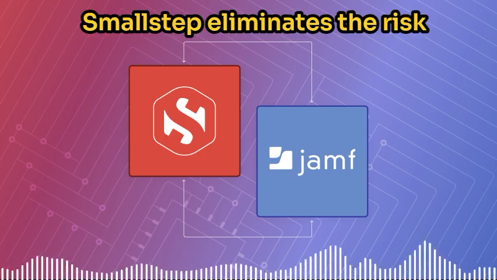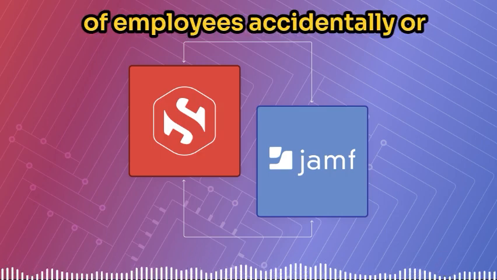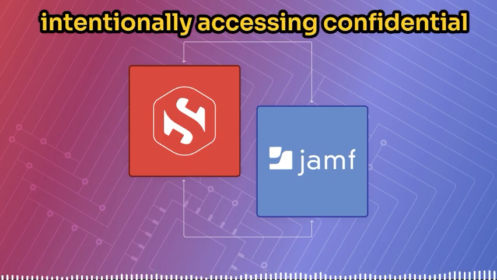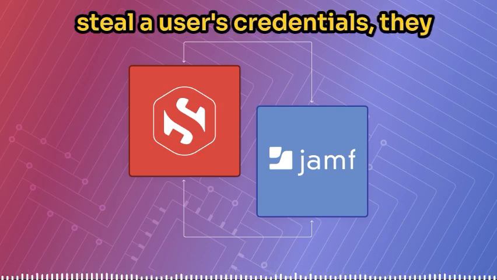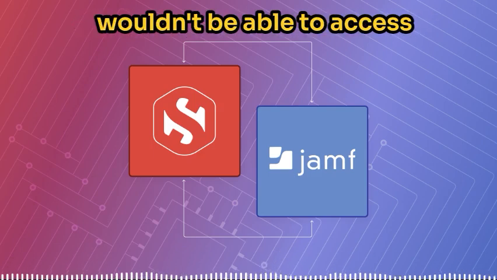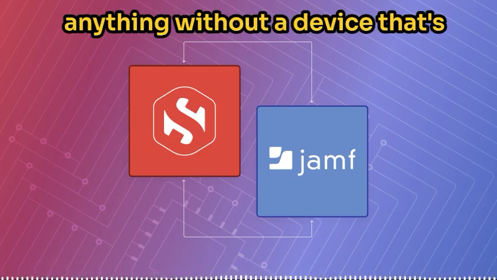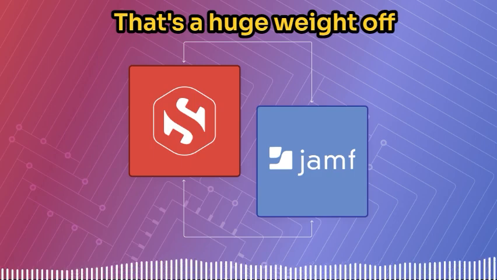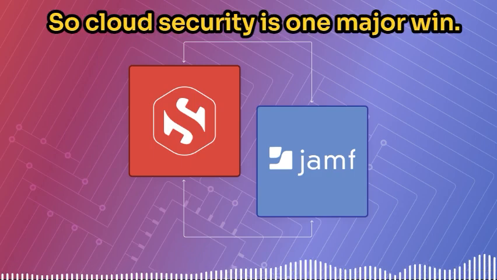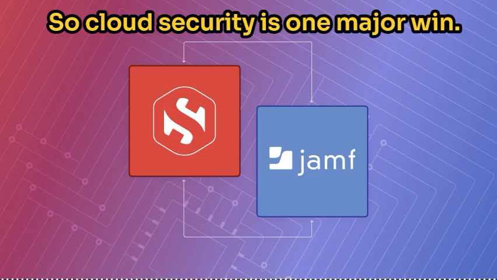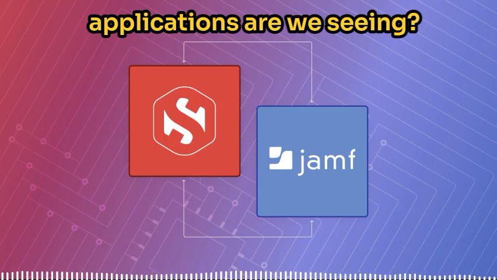Exactly. Smallstep eliminates the risk of employees accidentally or intentionally accessing confidential information from unmanaged or compromised devices. Even if someone managed to steal a user's credentials, they wouldn't be able to access anything without a device that's been verified by Smallstep. That's a huge weight off the shoulders of security teams everywhere. Yeah. So cloud security is one major win. What other real-world applications are we seeing?